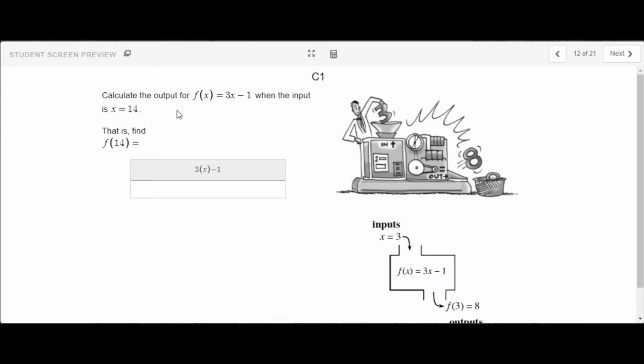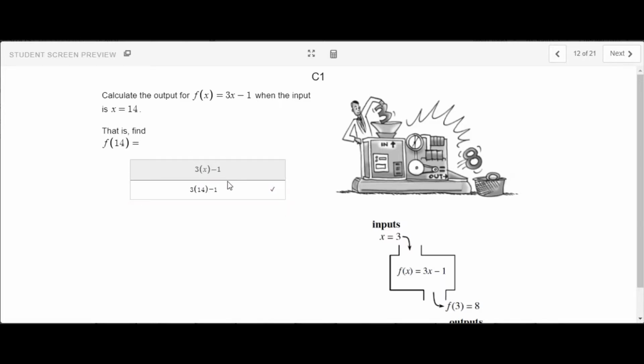Alright, so now let's go and use some functions to go ahead and solve the rest of these problems. So here is the function f of x equals 3x minus 1. I want to see what answer I get back out when I plug in x equals 14. So I'm going to first copy and paste this equation, Control C, Control V. And what's going inside my machine is going to be x equals 14. So instead of this x here, inside my machine, I'm going to type in 14.